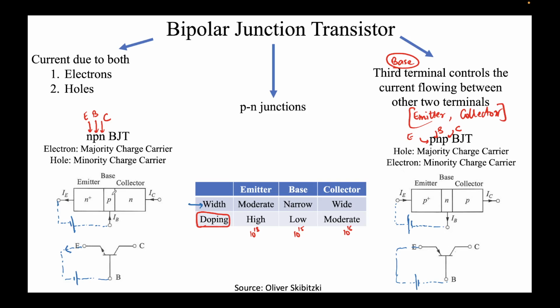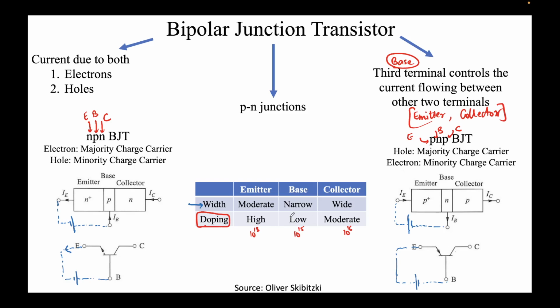So if the base is very wide, the electrons that are coming from the emitter side will recombine here. This will not be a BJT, then this will just be simply a PN junction, a forward bias PN junction. We do not want that. Base will not be controlling anything now. Emitter and base will be controlling together. We don't want that. That's why we want it narrow, to reduce the chances of recombination, and that is also the reason we want the doping to be low.